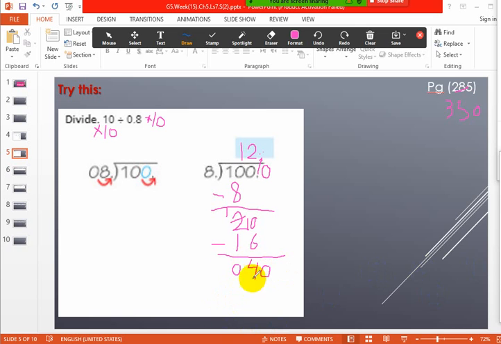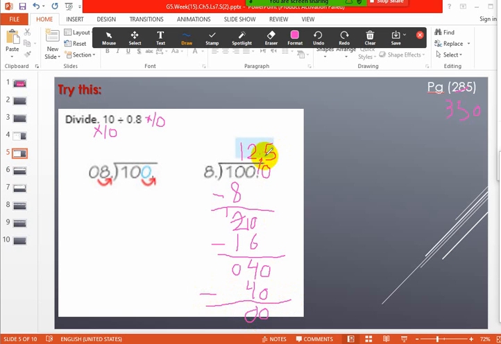Okay. Now, 40 divided by 8. Think about it. Which number do you multiply by 8 to give you 40? 5. Very good. 5 multiplied by 8 equals 40. So if you subtract now, the remainder will be what? 0.